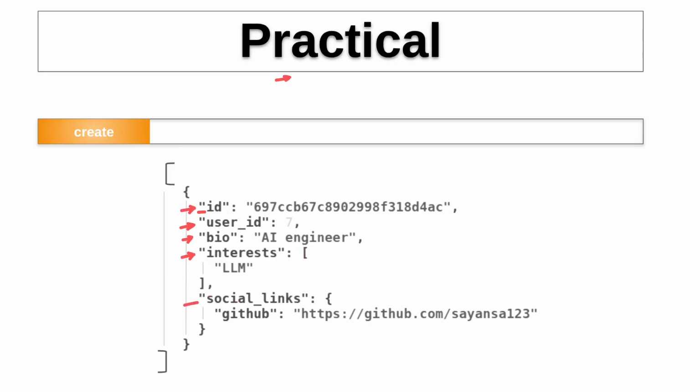and this is the social link, a nested object that stores social media links. There is the GitHub. MongoDB allows flexible schema. We can store nested objects and arrays easily. That's the biggest advantage of MongoDB. So now let's code.